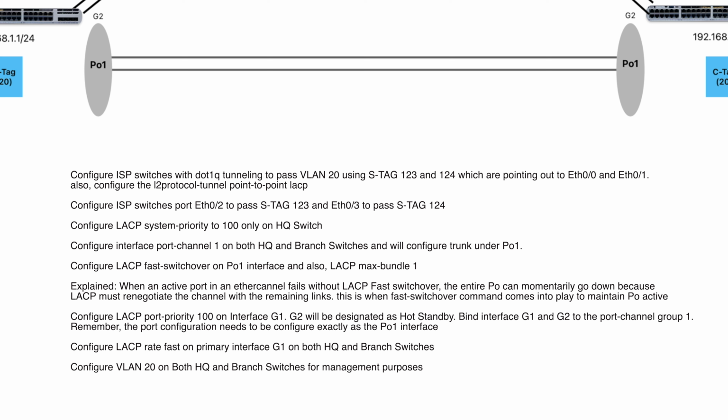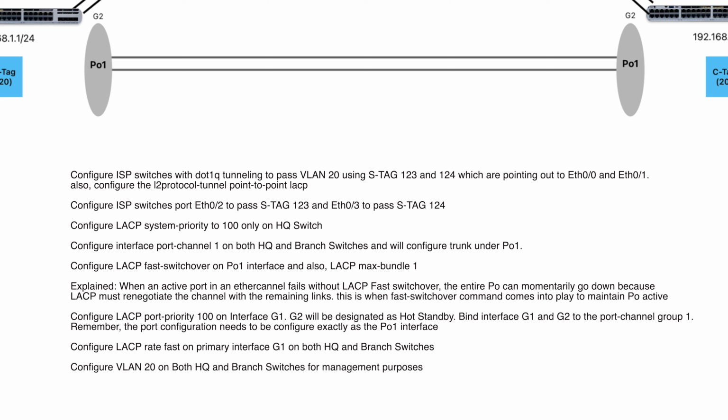The explanation of fast switchover is that when an active port in an EtherChannel fails without LACP fast switchover, the entire Po can momentarily go down because LACP must renegotiate the channel with the remaining links. This is when the fast switchover command comes into play to maintain the Po active.